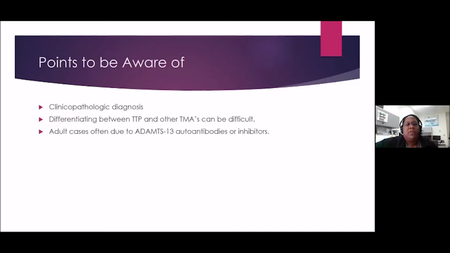The point of this talk is to differentiate between TTP and other thrombotic microangiopathies, which sometimes is very difficult because a lot of the laboratory values that you get, a lot of the symptoms will overlap, and it's really hard to tell one from the other. For adult cases of TTP, they're often due to ADAMTS13 autoantibodies or inhibitors.